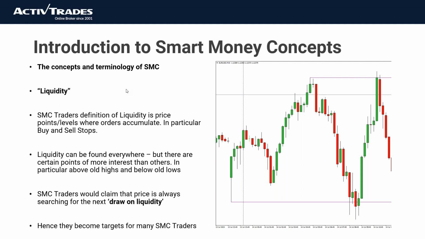Now, in reality, liquidity can be found everywhere, but there are certain points that are of more interest than others. In particular, things like above old highs and lows, or above and below equal highs and lows, or perhaps beyond the other side of trend lines, etc. But to begin with, even if you can just identify relevant recent old highs and lows, that will help you, because that's what those SMC traders are looking at. They're always looking to identify the liquidity, and what would be the next draw on liquidity, the next level or point where price is most likely to move towards, because that is where those orders are. Those orders are what create those pools of liquidity.